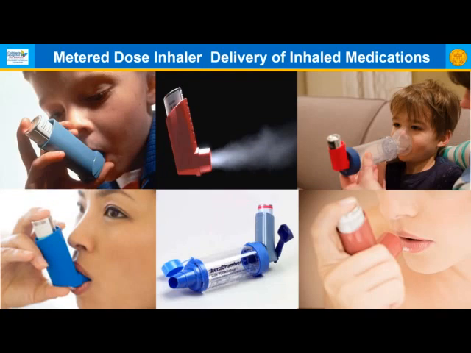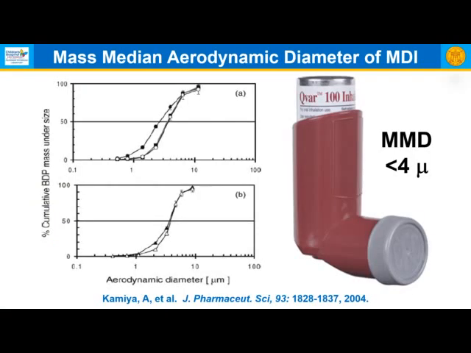Metered-dose inhalers are shown here with or without spacers. This just shows an example of the mass median aerodynamic diameter of an MDI medication, in this case an inhaled steroid, which is around 4 microns. That means it's going to get where you want it, into the middle-sized airways generally, but of course there is some variation, so it'll hit large airways and a bit smaller as well.